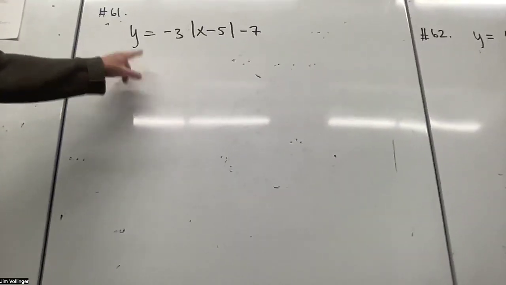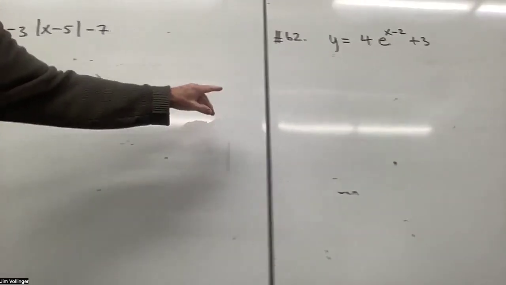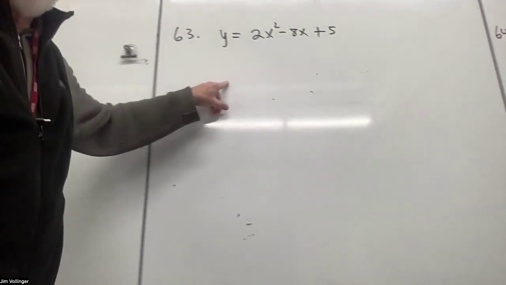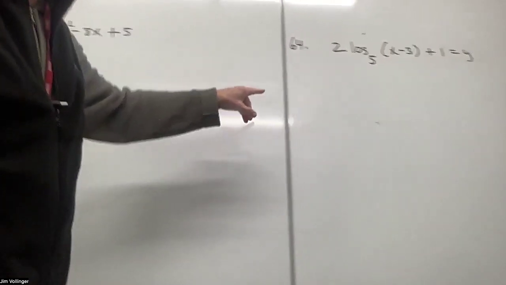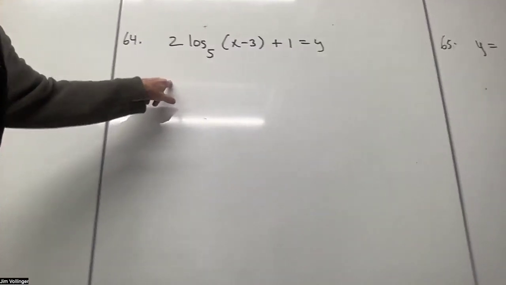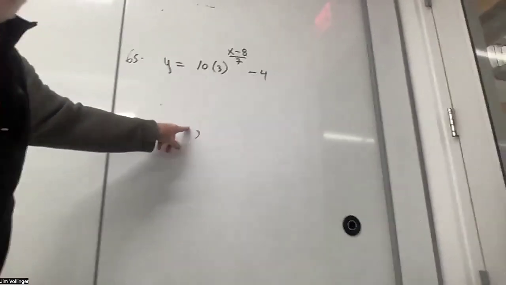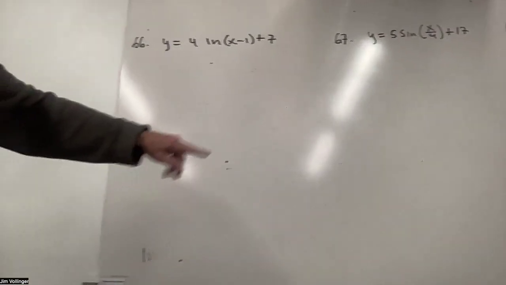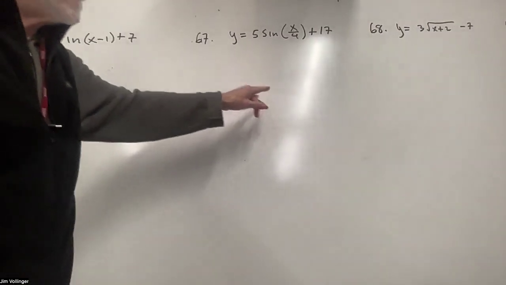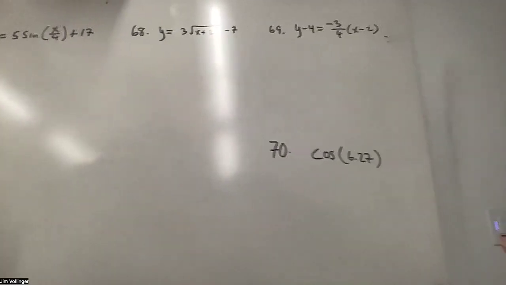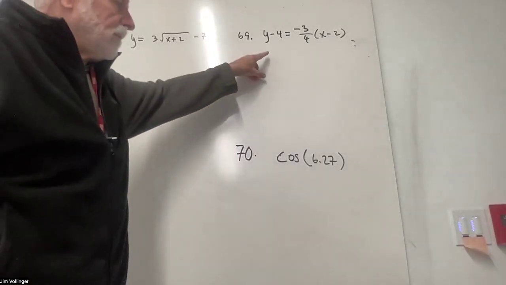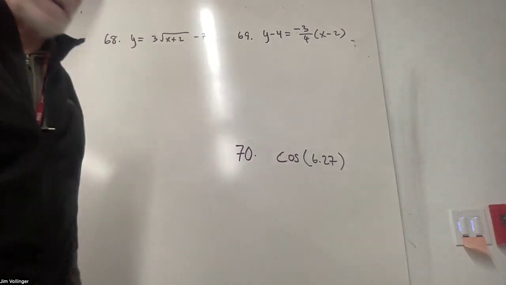Sketching the following. Absolute value. E to the x. Quadratic. Logarithm. Another exponential. Natural log. Sinusoid. And let's push this chair out of the way, Renee. Let's see, we got a square root, point slope form, and then an estimation of the cosine of 6.27.